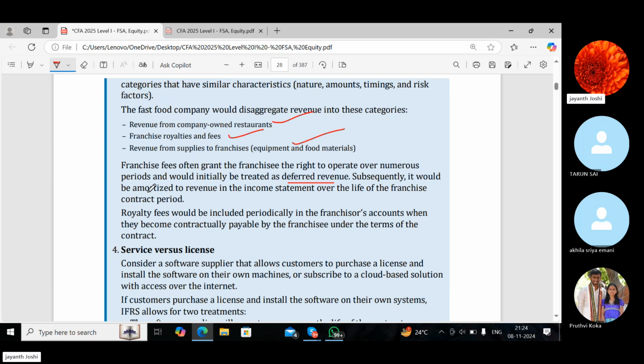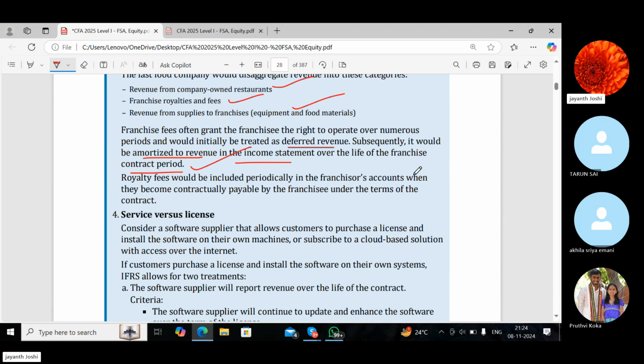So subsequently it would be amortized to revenue. That means as you provide your services, your liability would reduce and your revenue would increase in the income statement over the life of the franchisee contract period. As the provision of services happens, you start recognizing it as revenue. Okay. Service versus license.